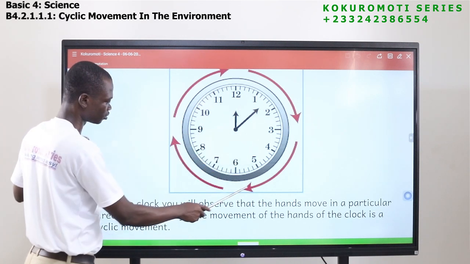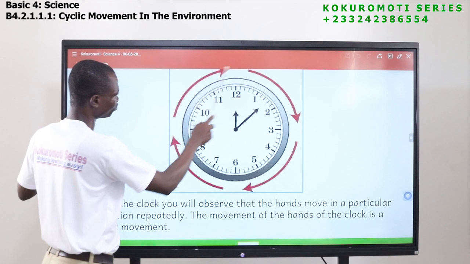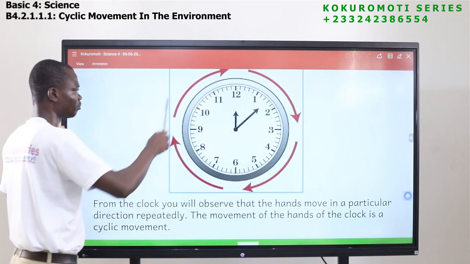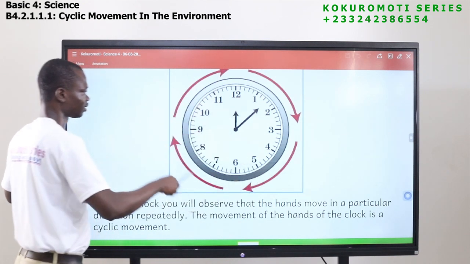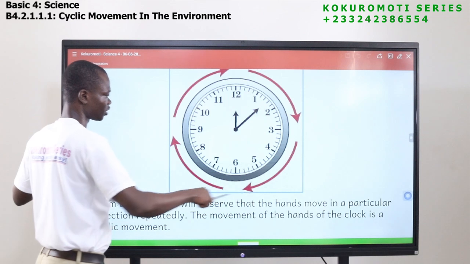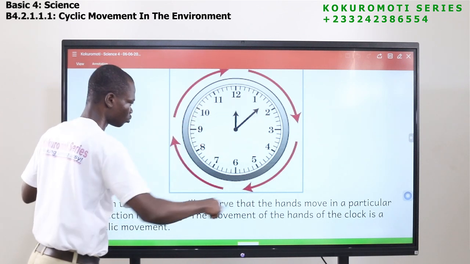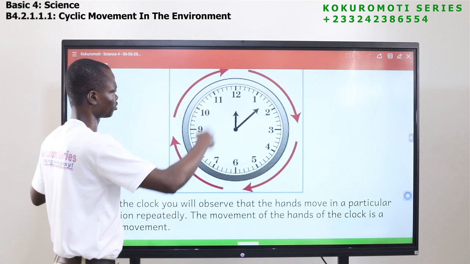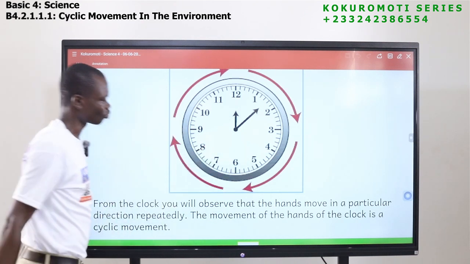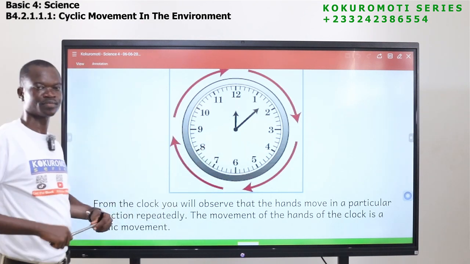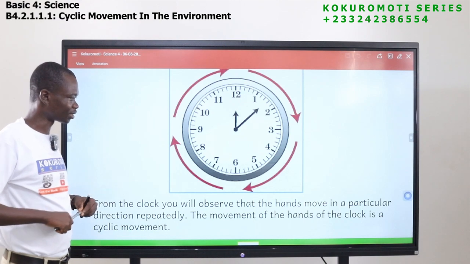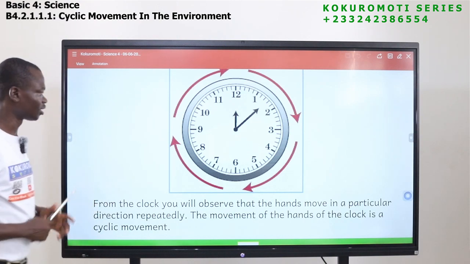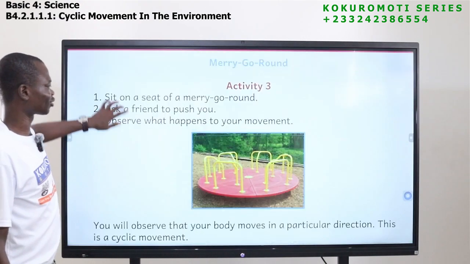So if you look at the arrow, it tells you that they move round. Both the minute hand and the hour hand, and even the second hand, also move like this. We say clockwise direction. So this is one of the cyclic movements that we see in our environment. Okay, now let's come to the next one.